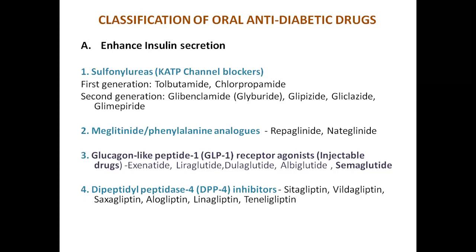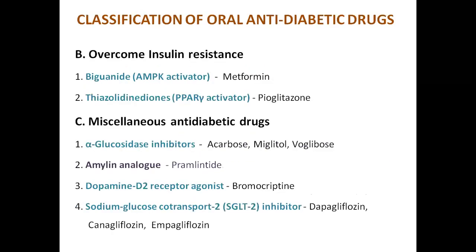So in the category of GLP-1 receptor agonists, we have exenatide, liraglutide, dulaglutide, and albiglutide. And semaglutide is a recently approved drug, so we even have an oral preparation of that drug. DPP4 inhibitors, we have sitagliptin, vildagliptin, saxagliptin, alogliptin, linagliptin, teneligliptin.